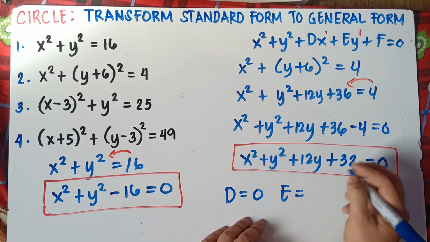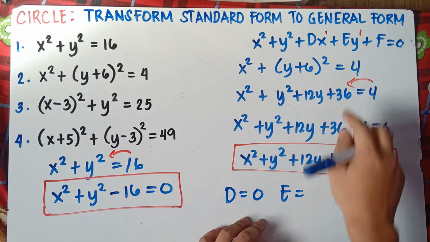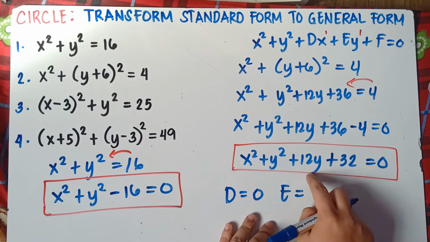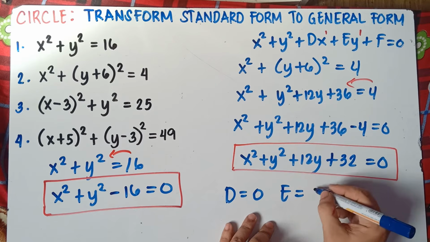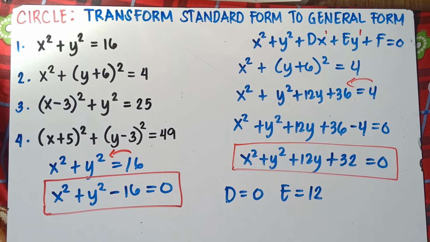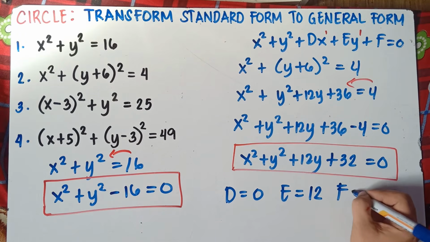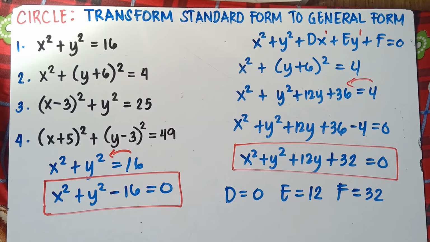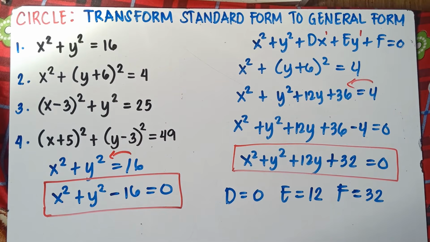Our e is beside y with the exponent of 1. Do we have it here? Yep, we have 12y. And the exponent of y here is 1. So therefore, our e is beside y. Our e is 12. Alright, and our f is the constant. So we have a number. So our f is 32. That's it, class. That's the answer for number 2. All set for number 2.